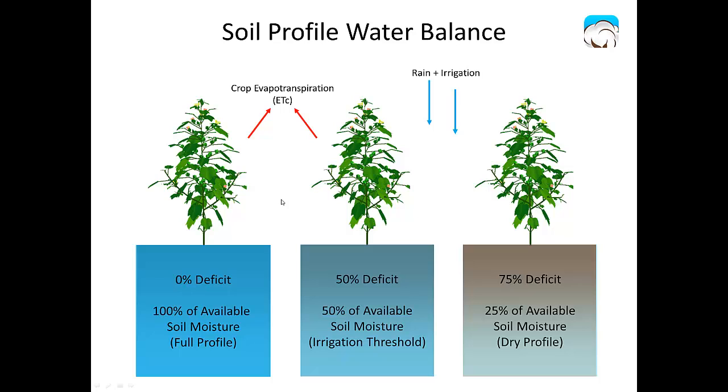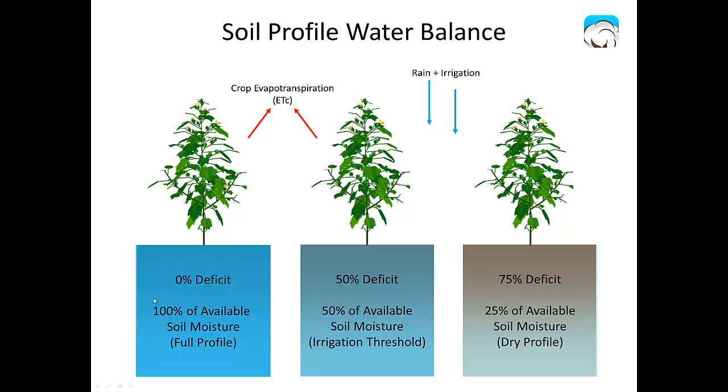The app operates by establishing, let's say, a pot of soil beneath a plant, and it keeps track of how much water is in this pot of soil. The balance is calculated by estimating on a daily basis how much water the plant uses with evapotranspiration and how much water is added from rain or irrigation.